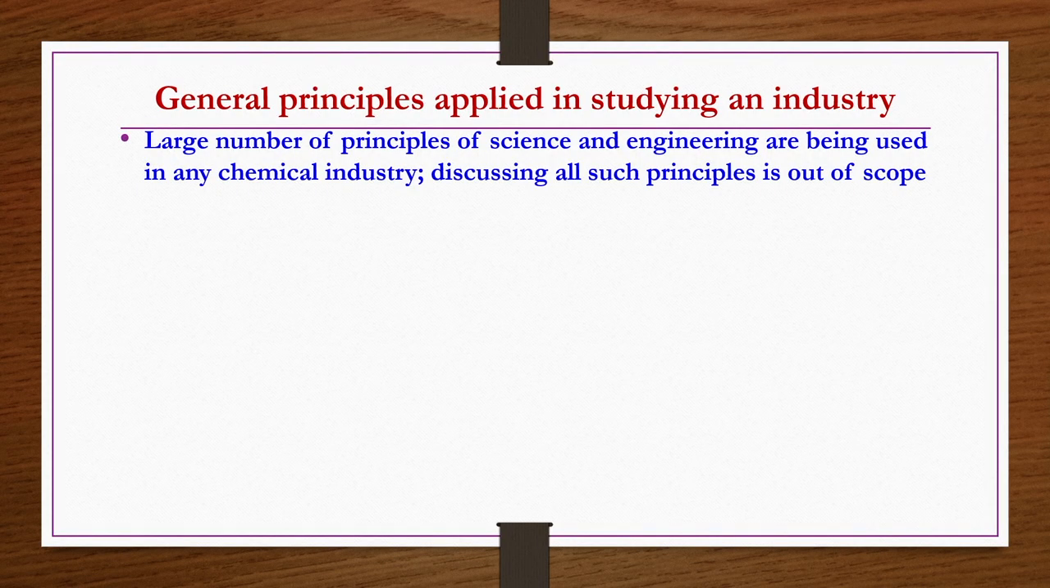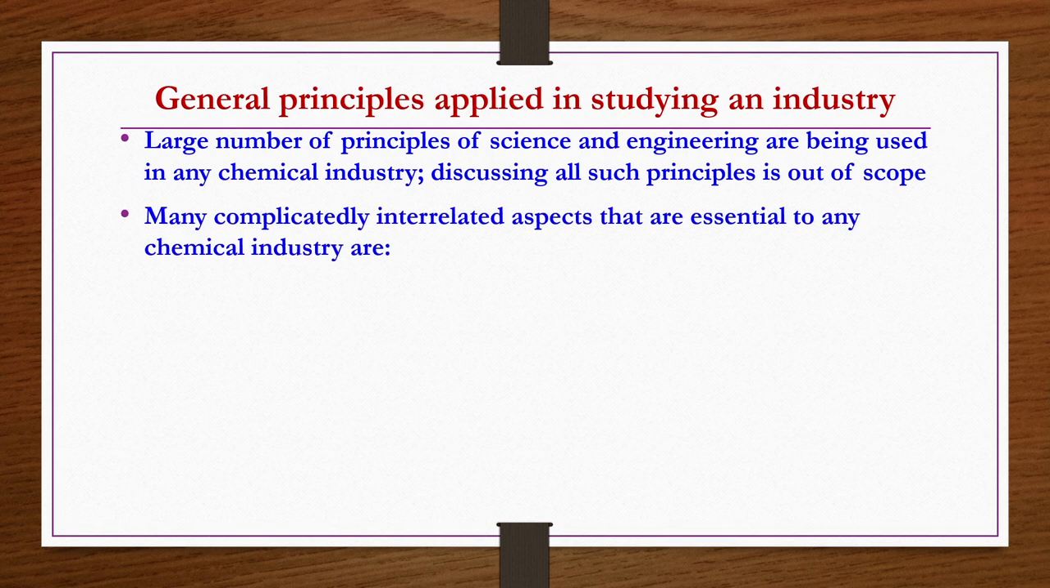In this course, we'll be discussing the production of inorganic chemicals only. So we see so many different types of industries in one particular discipline, and obviously it is expected that many courses would be there, and presenting all those courses in one particular lecture or one course is not possible, right? So we can see a few basics which are most relevant to the current course content of inorganic chemical technology. A large number of principles of science and engineering are used in any chemical industry, and obviously discussing all such principles is out of scope. But many complicated interrelated aspects that are essential to any chemical industry would be there. What are they? That is what we are going to see.